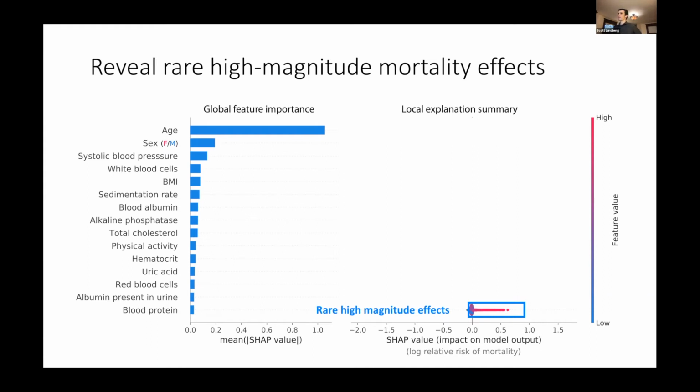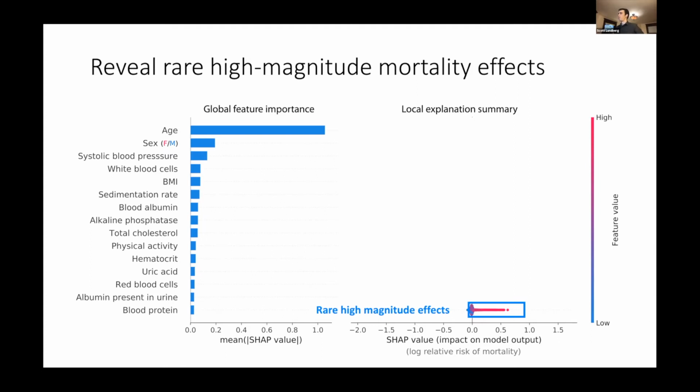So I think this highlights the fact that when you do global feature importance, you're essentially washing away rare high magnitude effects, which is often stuff you're very, very interested in, be that for fairness, be that for mortality, be that for all sorts of different things. We care about small subgroups and what's happening to them. And if you have local explanations of your whole data set, you can begin to see these outliers and these subgroups and not just wash them away in global summary statistics.